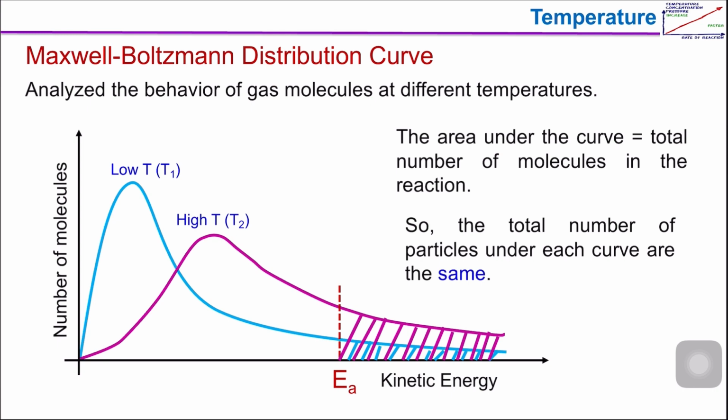Dan total number of particles under each curve adalah sama. Tapi kalau awak compare yang biru dengan pink, awak boleh nampak the pink colour got more number of molecules compared to the blue one. Because the pink colour got higher temperature. So bila higher temperature, more kinetic energy. That's why more number of particles can collide with one another. This is because more molecules ada high kinetic energy due to the high temperature.